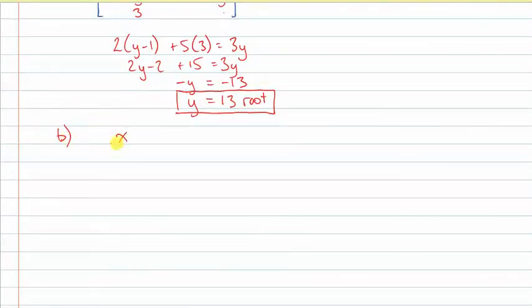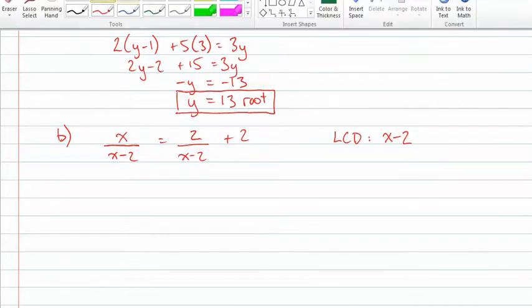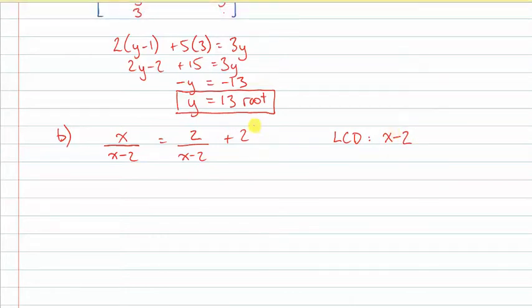How about this one? x divided by x minus 2 equals 2 divided by x minus 2 plus 2. I'll give you a moment to figure out what the LCD is, and I'd like you to also decide how many terms there are. Okay, you should be pushing pause, by the way, in order to do that. The LCD is x minus 2. I'm going to multiply everything by x minus 2. I'll put a bracket around it all.